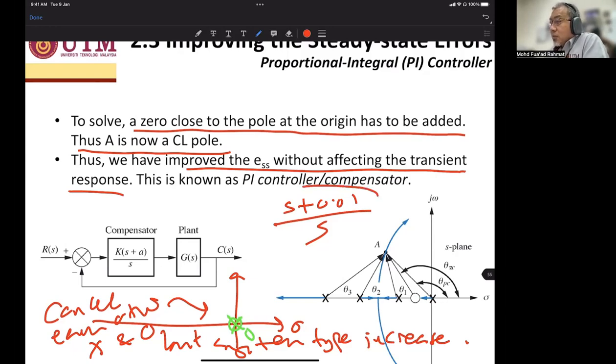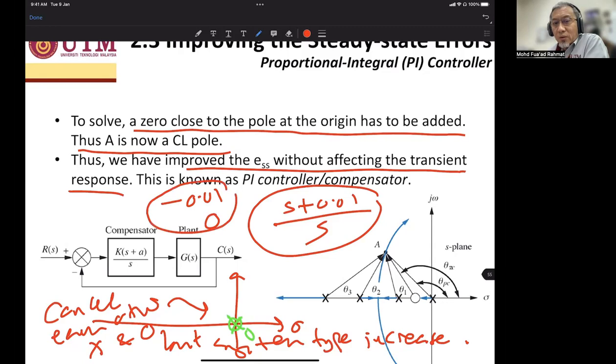So if you look here, S plus 0.01, the zero is minus 0.01, and the pole is 0. So you can see that this one is very near. If you plot on the graph on the S plane, it is very near. So the effect is not much on the transient response. Therefore, we use this kind of configuration, PI controller connected in series with the plant. Then you can see that the root locus is going through point A again.